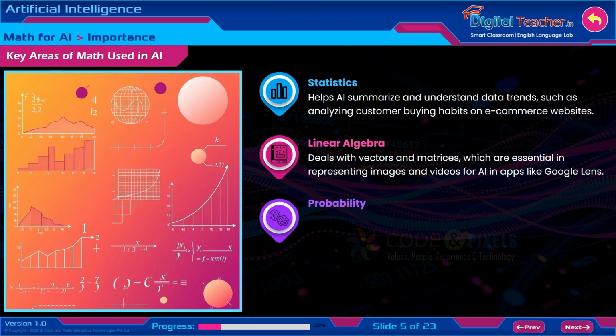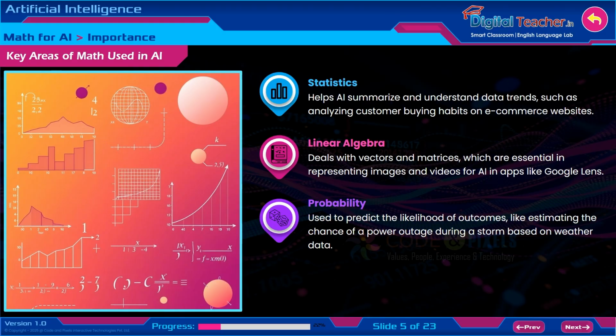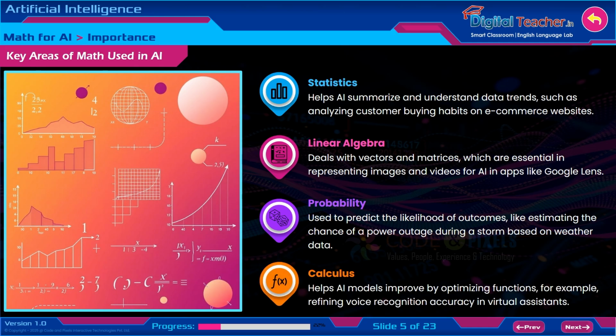Probability is used to predict the likelihood of outcomes, like estimating the chance of a power outage during a storm based on weather data. Calculus helps artificial intelligence models improve by optimizing functions, for example, refining voice recognition accuracy in virtual assistants.